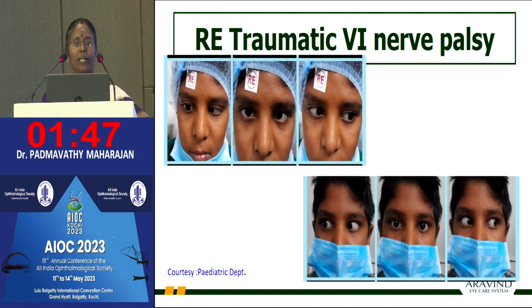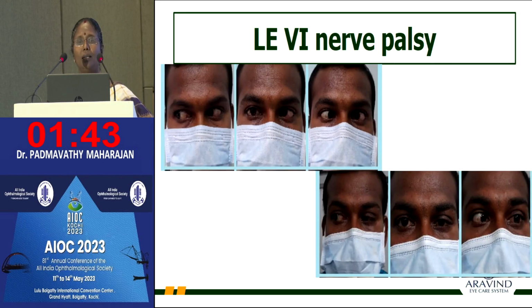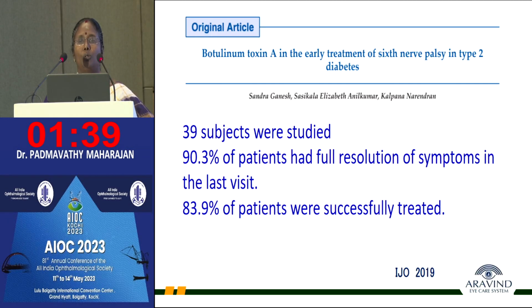This was one of the cases where we had given injection Botox. The left eye, this was a left ischemic 6-nerve palsy. So botulinum toxin in the early treatment, this you have to advocate in the early months only, not on long-standing cases, you will not have any effect of the Botox. So this was a study which was done from Coimbatore, where they found that 90% of the patients had full resolution of symptoms in the last visit.